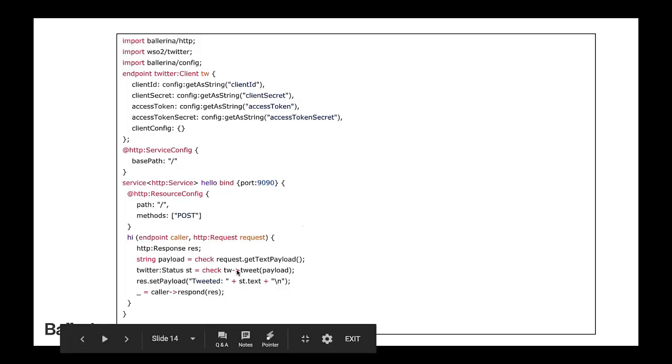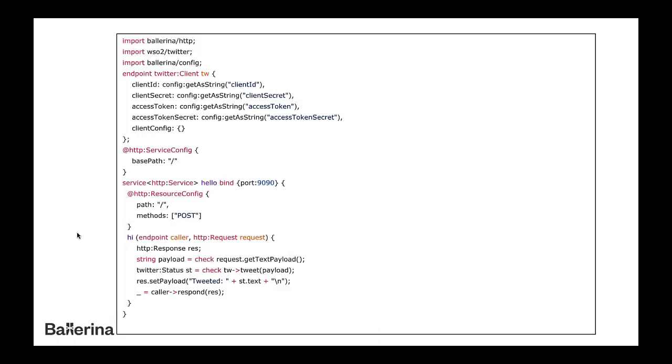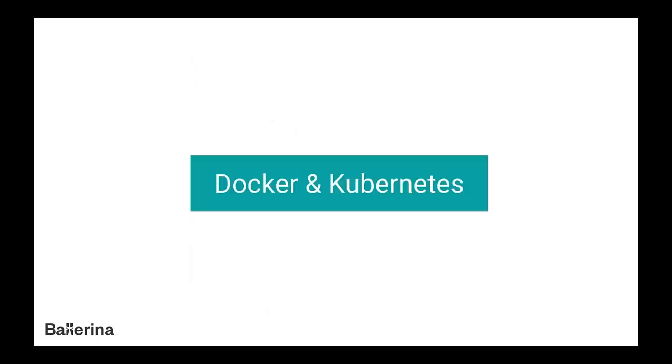So you can see here, we just call the action on the Twitter endpoint, we get the payload, and we respond it back to the client. This is basically the same pattern we use with other types of endpoints as well. For example, even if you are using a database connector, those we have also modeled as specific endpoint types.